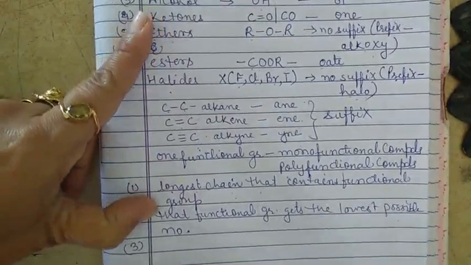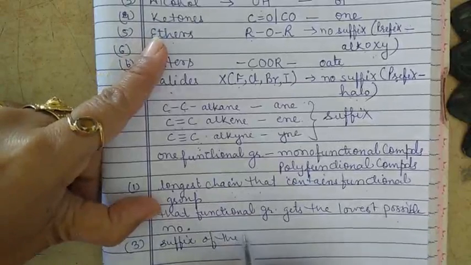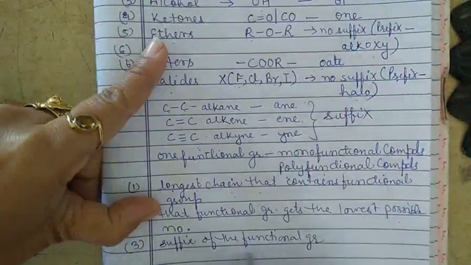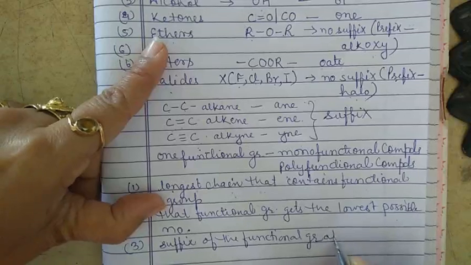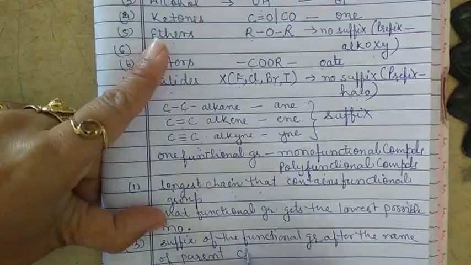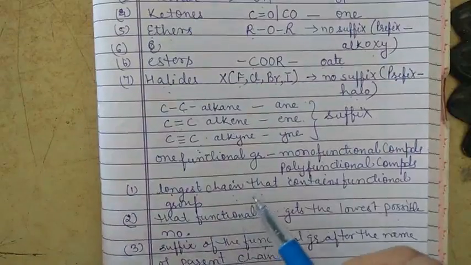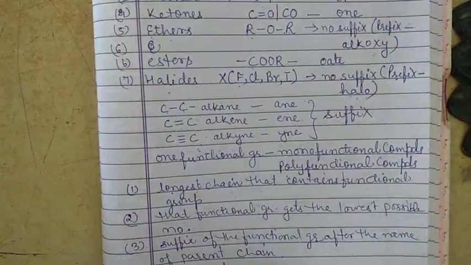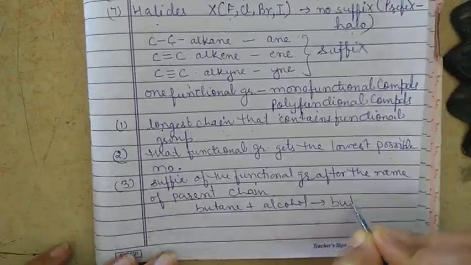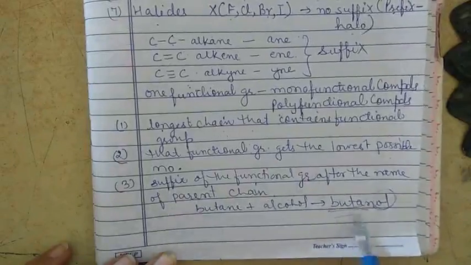And the third rule is to write the suffix of the functional group after the name of the parent chain. We have already discussed the suffixes. For example, if butane is the parent chain and alcohol is the functional group, its name is butanol. So write the suffix of the functional group after the name of the parent chain.